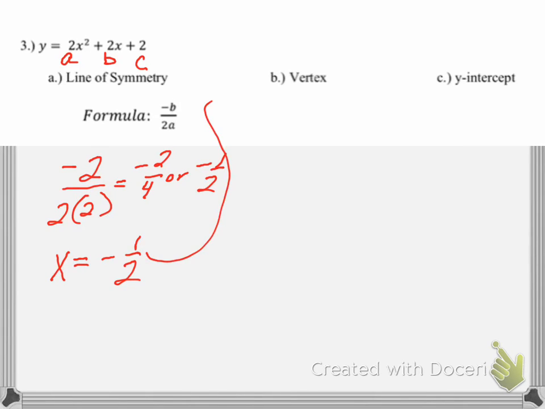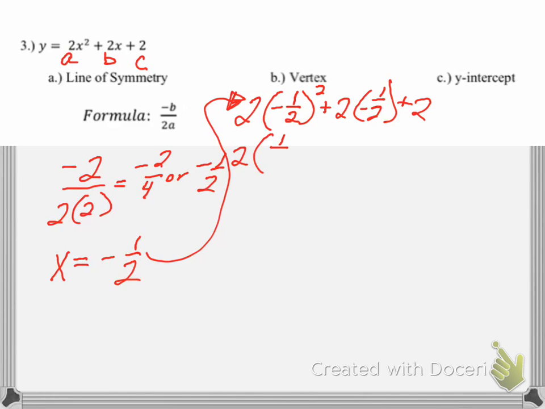So then from here, I could take this information and plug it in to find my vertex. So I'll do 2 times negative 1/2 squared, plus 2 times negative 1/2, and then plus 2. And then let's see, I know that negative 1/2 squared is going to give me positive 1/4. Now 2 times negative 1/2 is negative 1, and then plus the 2. Now 2 times 1/4 is 2/4, or I just know that's going to be 1/2 minus 1 plus 2.